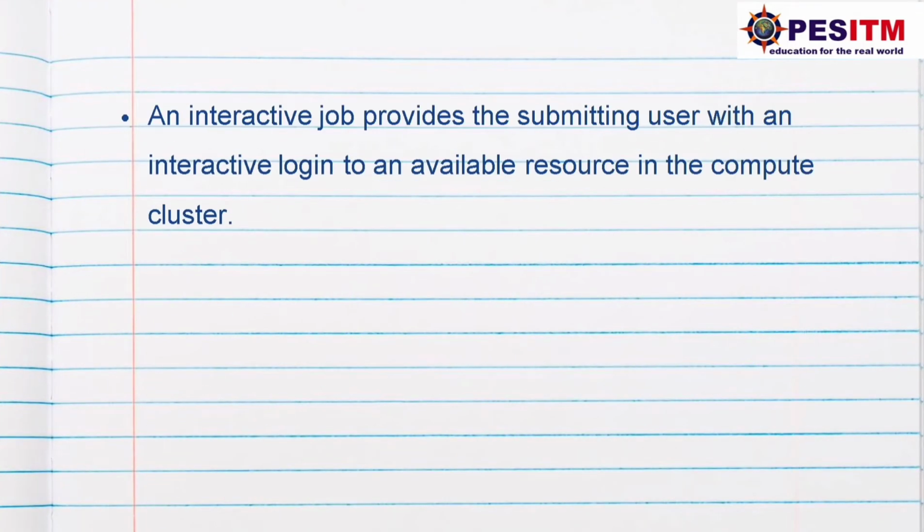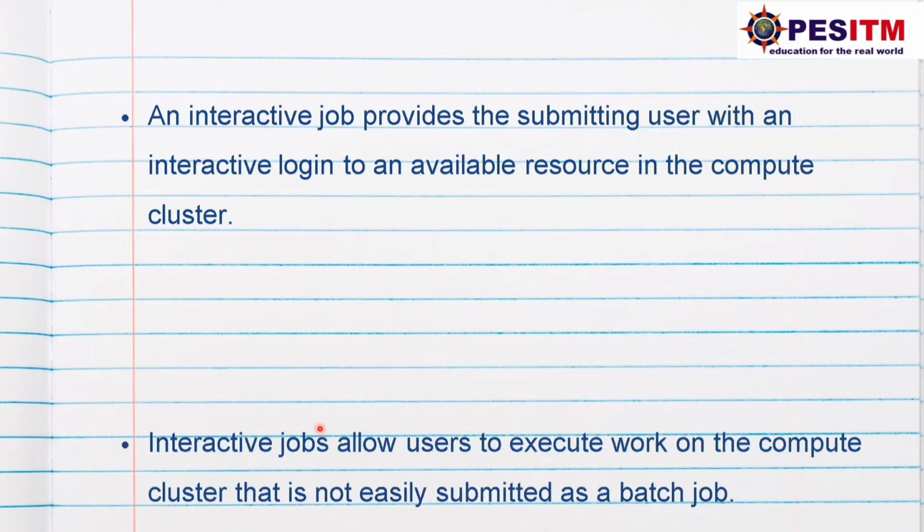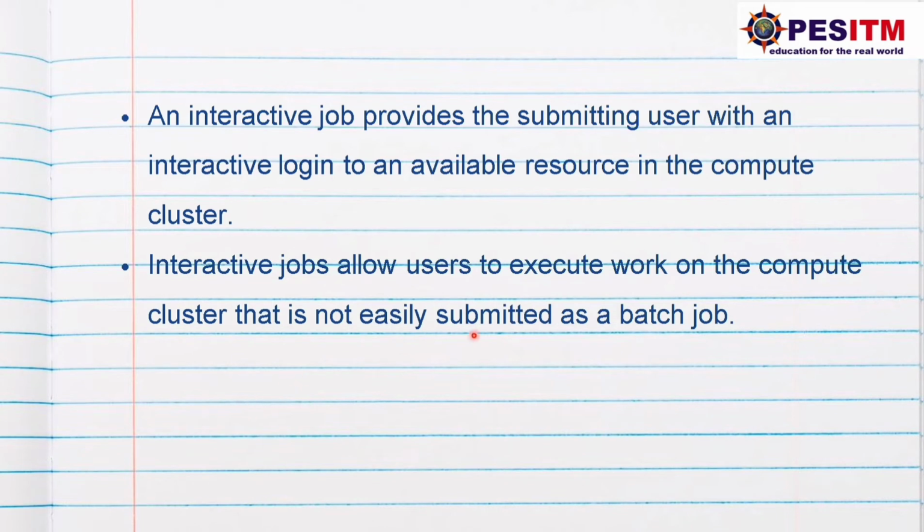An interactive job provides a submitting user with an interactive login to an available resource in the compute cluster. An interactive job allows the user to execute work on the compute cluster that is not easily submitted as a batch job.